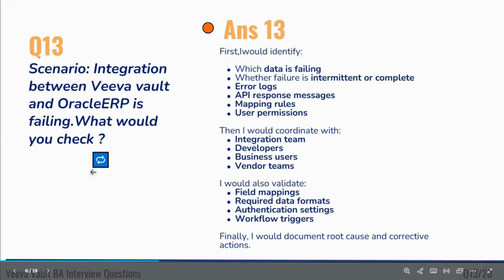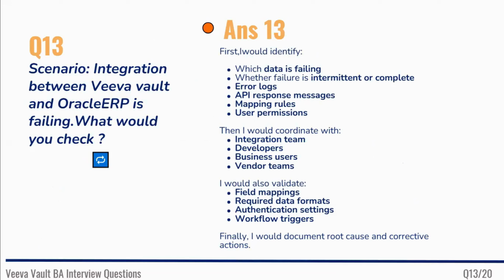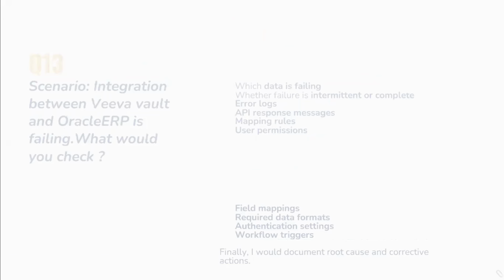Let's assume that question number 13 says that the integration between Veeva Vault and Oracle ERP has failed. Then what should you do? You are not a developer, so you have to coordinate with the development team, integration team, business users, and vendor team to identify the root cause. You have to think about when the fix will be deployed, and if there is any impact to the downstream and upstream systems, then coordinate with those teams as well. At the final stage, you should document the root cause and take the corrective action. This is a pretty generic question and answer.